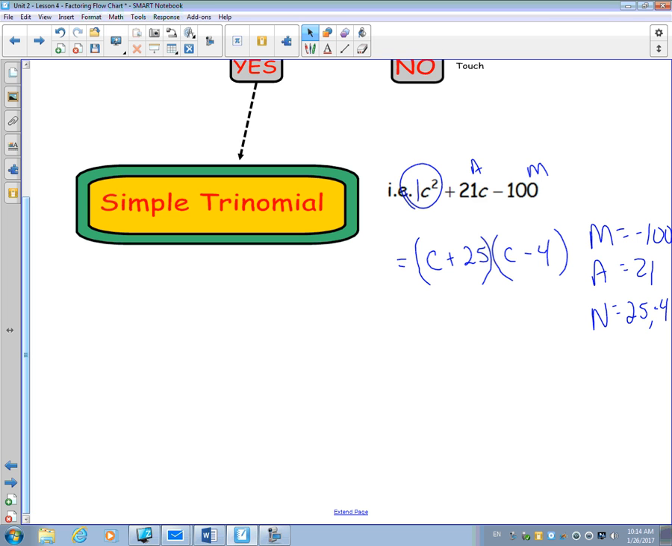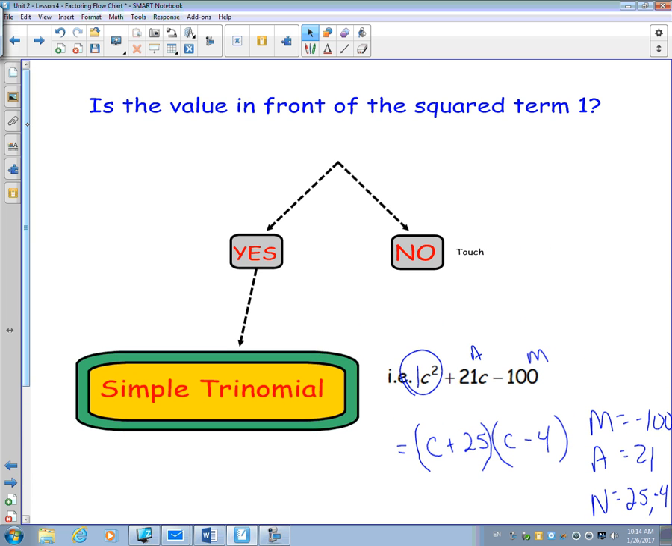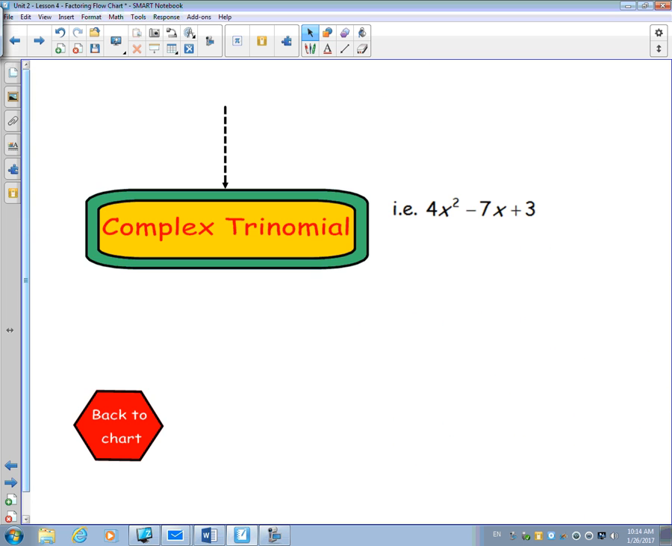Simple trinomials. Well, we had to ask ourselves at the beginning of that, is the number in front of the square term 1? Well, what happens if it isn't? Well, the only thing we have left is a complex trinomial. In this case, the number in front of the square term isn't 1, it's 4. And it can't be common factored out. Plus, we've already done common factoring. So we have to approach this in a complex way, the MAN plus.